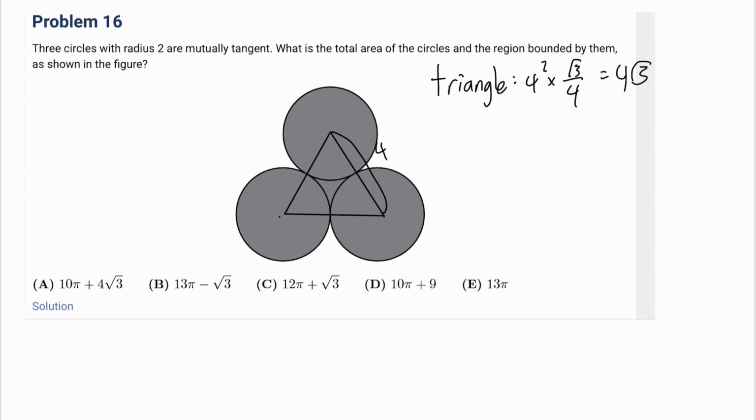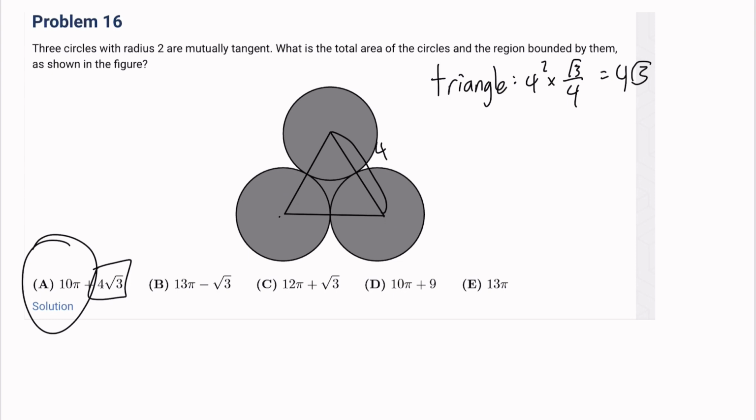And the easy way out would be to just look at the answer choices and see the one with 4 root 3 and go with that one, because the rest of the area will all be parts of circles, so that will all be in terms of pi. So the answer would be A, but just to check, let's get these areas.